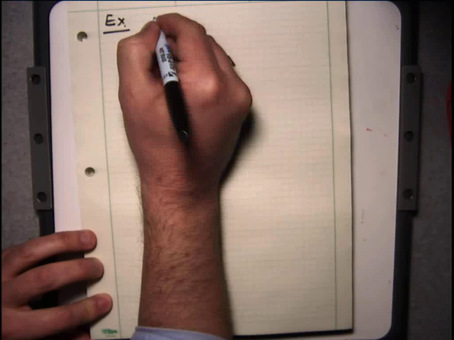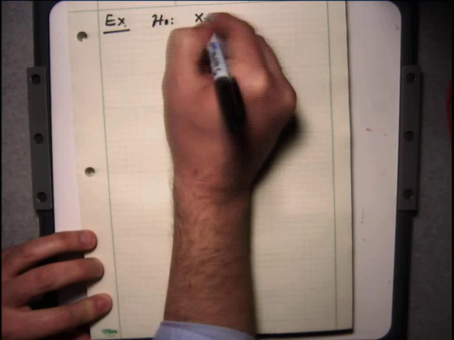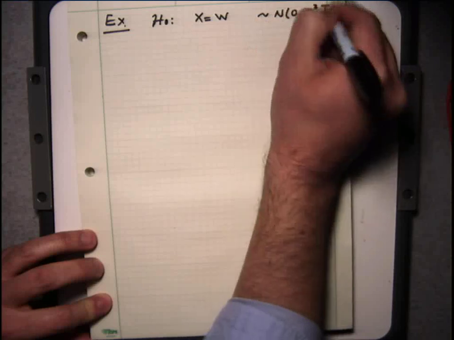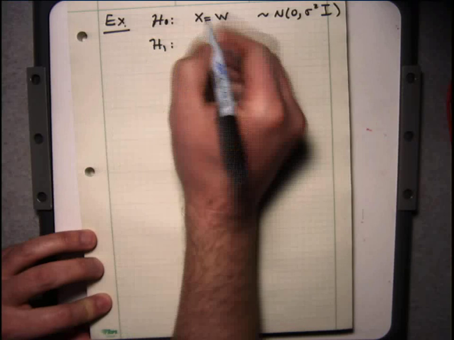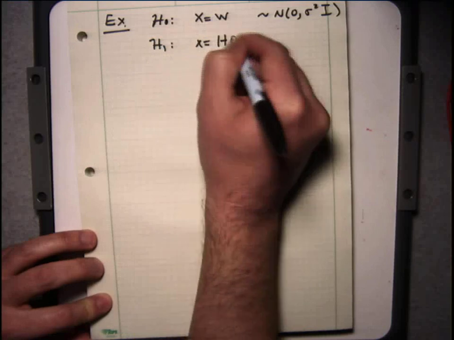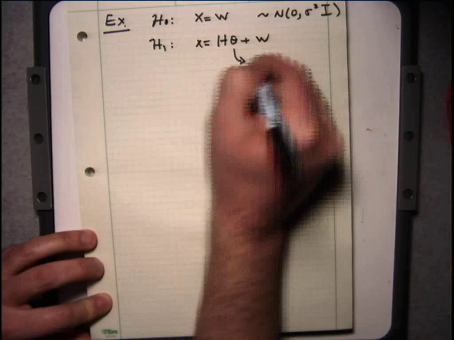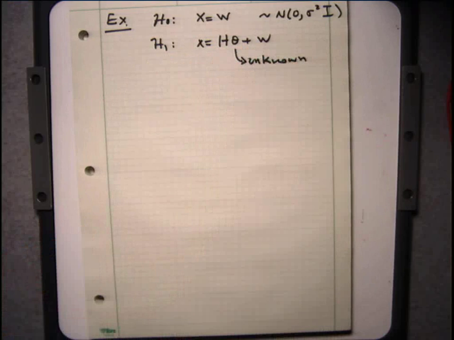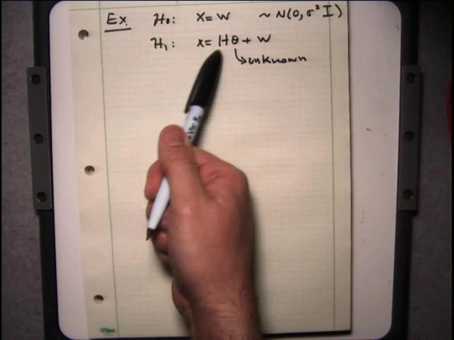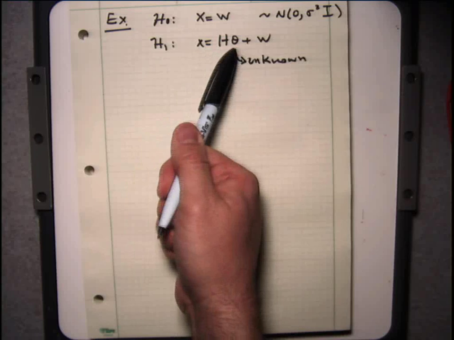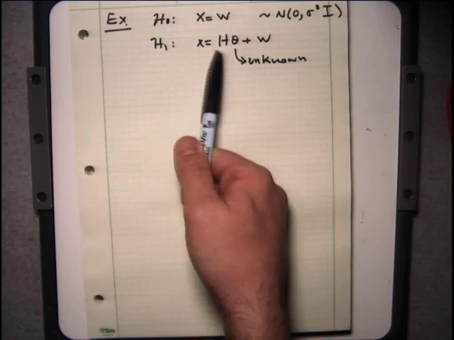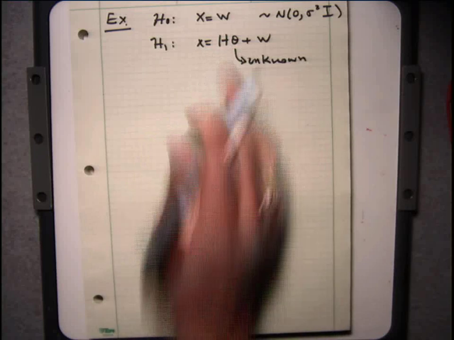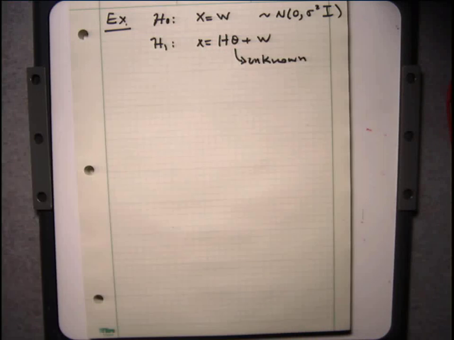So let's say we have two hypotheses. Under H0, X is W, which is normal, 0 mean, sigma squared identity. Under H1, X is H times theta plus W, where theta is unknown. So just to intuitively describe this, what this says is that the signal is known to live in a space, which is the columns of H. But it's not known exactly which signal it is. So you see, the signal is partially specified, but not exactly.